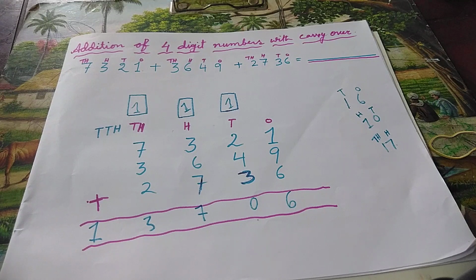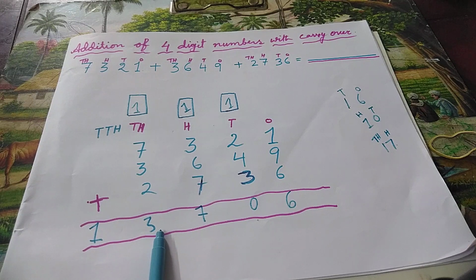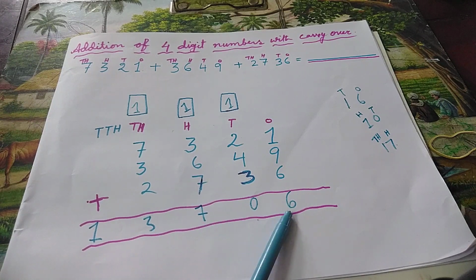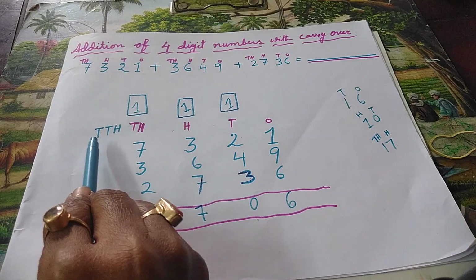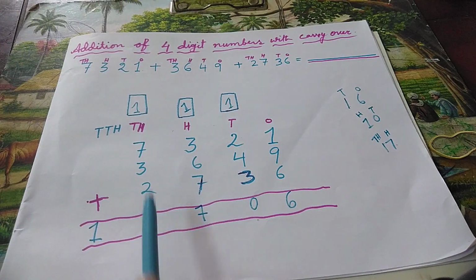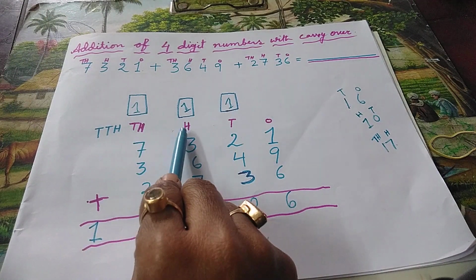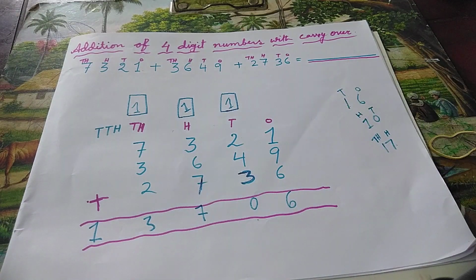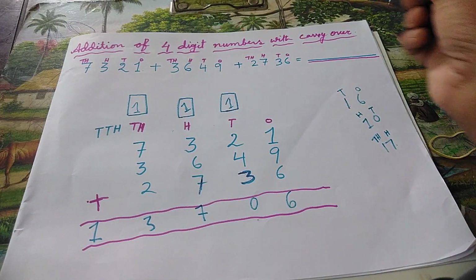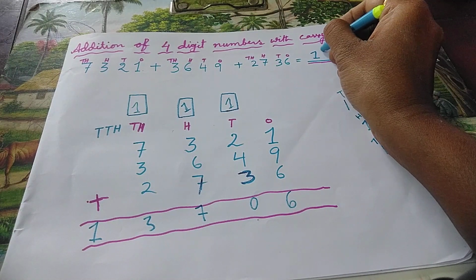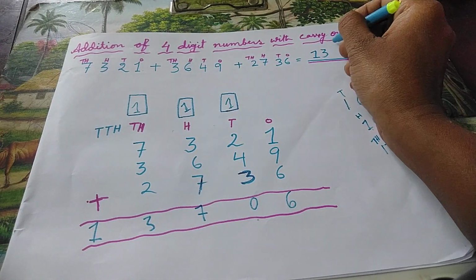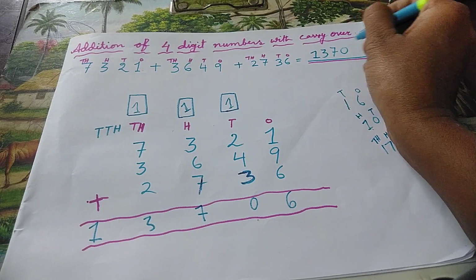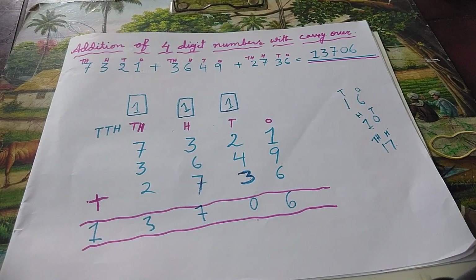So what is the answer? The answer is 13,706. In another way, you can say 1 10,000, 3,000, 700 and 6. Okay. The answer is 13,706. Practice well children. Thank you.